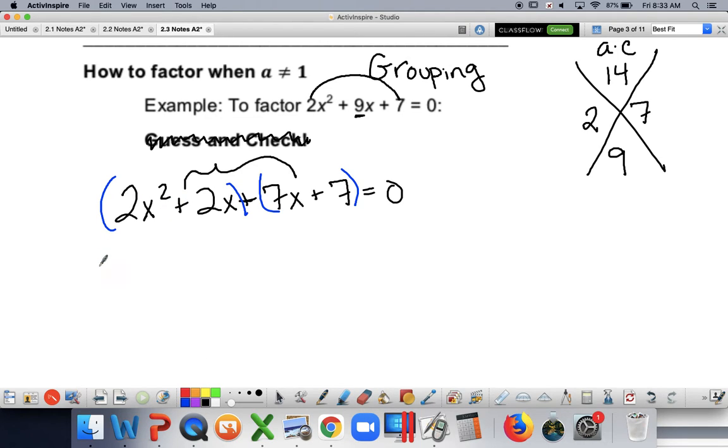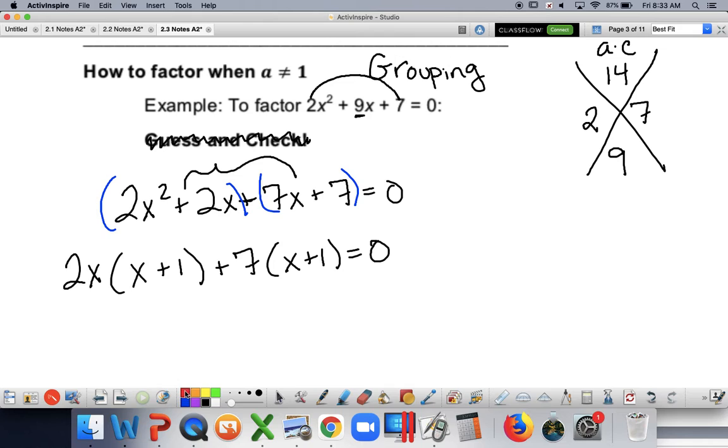Once I've grouped my first two terms, I'm going to factor out my GCF. What is common to both of those? It is 2x, and I'm left with x plus 1. And in the back, my GCF is 7. I'm going to factor that out. I'm also left with x plus 1. It is imperative, it is very important that these two match each other perfectly. If they don't, then I've done something wrong.